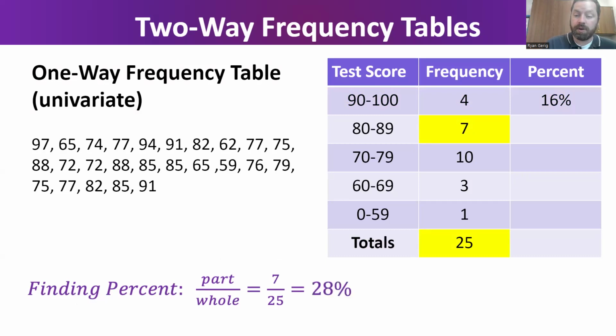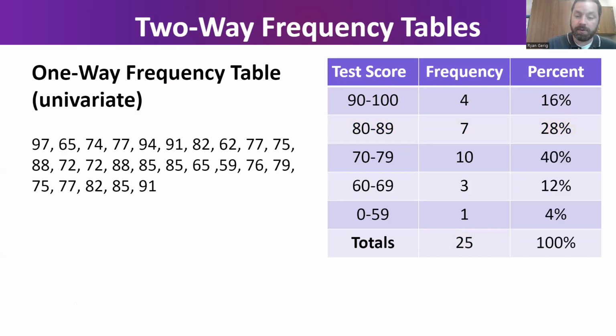7 out of 25 would be 28%. So 28% got a B. Try to figure out how many got a C. Hopefully you got that pretty quickly. Complete the table. You get 40% for C's, 12% got a D, and 1, or 4%, got an F.